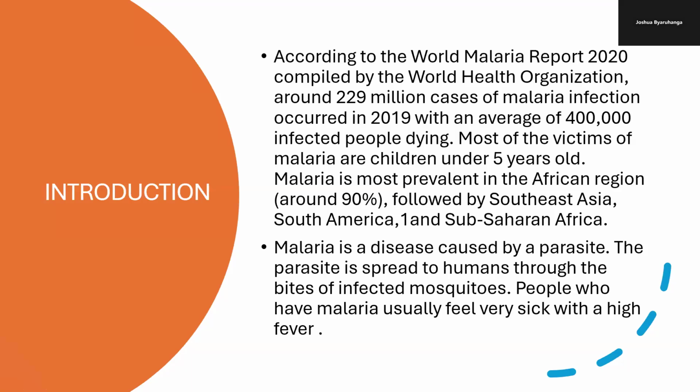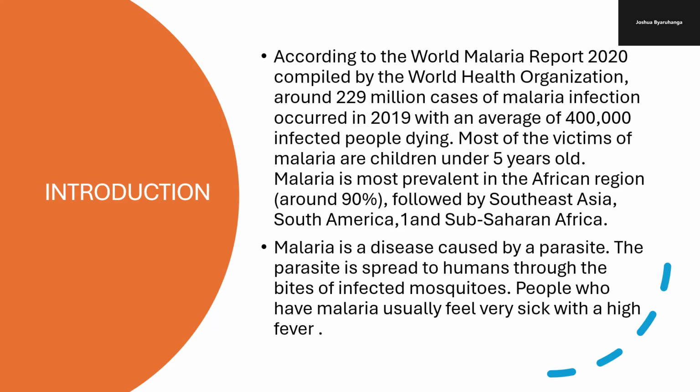According to the World Malaria Report 2020 compiled by the World Health Organization, around 229 million cases of malaria infections occurred in 2019, with an average of 400,000 infected people dying. Most of the victims of malaria are children under the age of 5. Malaria is mostly prevalent in African regions, contributing 90%.